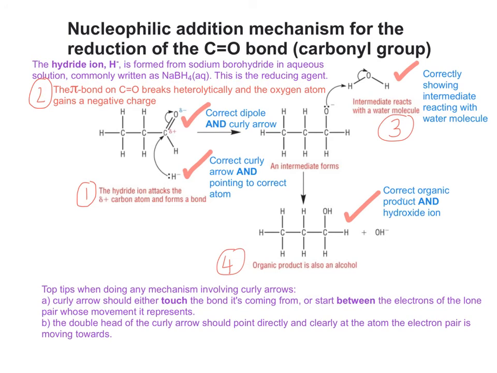So just to reiterate, mark 1 is for the correct curly arrow from the lone pair of the hydride or from the negative charge of the hydride, pointing to the correct carbon. That's the delta positive carbon. The second mark is for the correct dipole and curly arrow showing the heterolytic breakage of the pi bond in C double bond O. The third mark is correctly showing the intermediate reacting with the water molecule. And the fourth mark is correctly showing the organic product and the hydroxide ion that's produced.